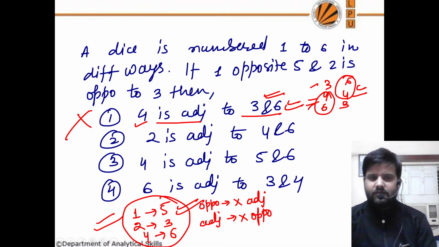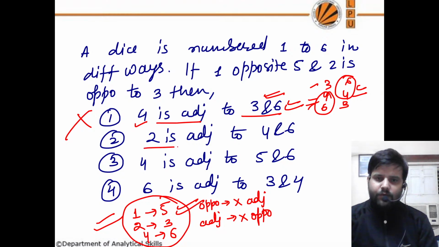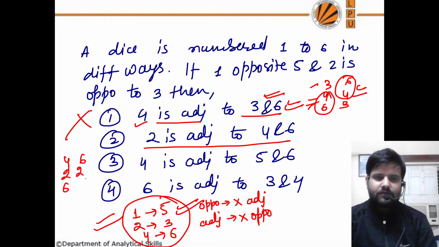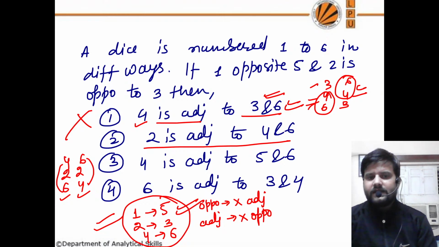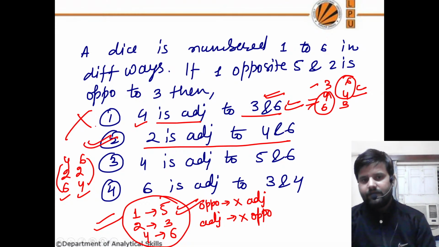It is not really possible. Let's come to the second option. 2 is adjacent to 4 and 6. Okay, let's try to make it. 2 is adjacent to 4 and 6 like this, and like this. So when we make a possible diagram, 4 and 6 will not be adjacent in this. So this is a possible situation of this scenario.